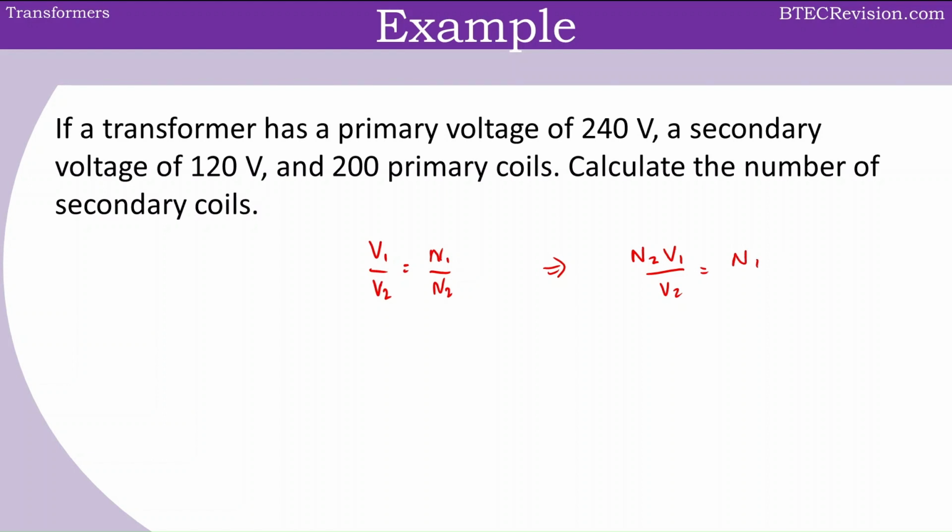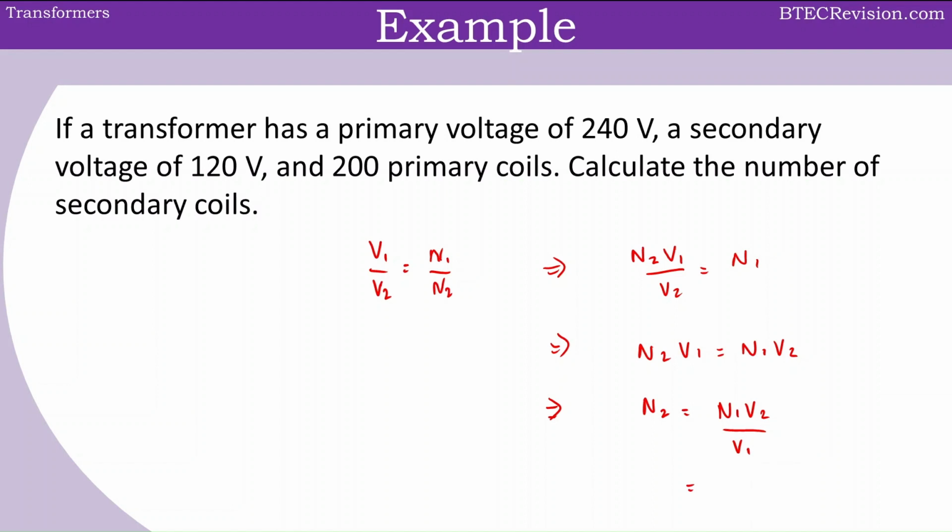And now I can times both sides by V2, and that will give me N2 V1 equals N1 V2. And finally, divide both sides by V1. So that's N2 equals N1 V2 divided by V1. And we can plug in our values.